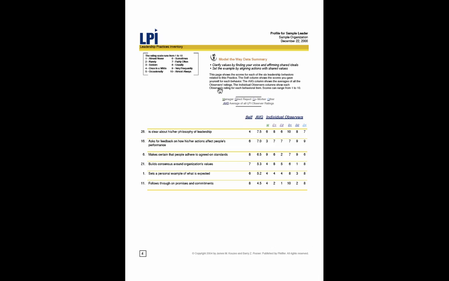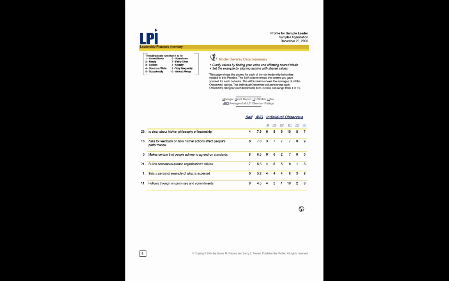Turning the page, you'll see the heading there, Model the Way Data Summary. So we're now into the section of the report that covers each of the 5 practices in a little bit more detail. You've got 6 statements associated with Model the Way. These scores are a score out of 10. Again, there's the scale. And your average score does not include your self-score. It's just an average of your observers.